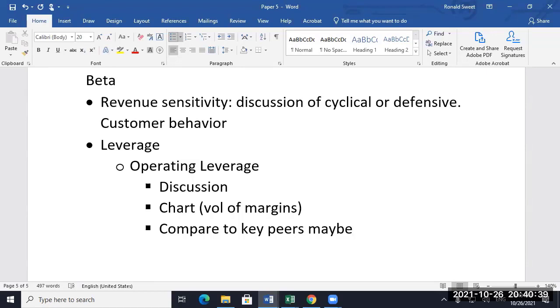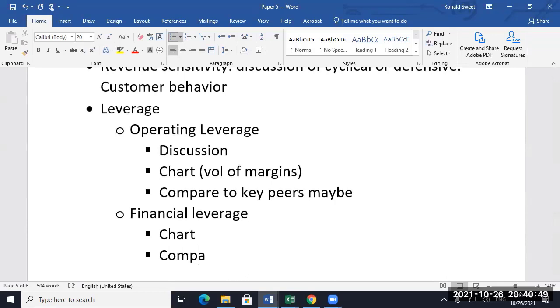Then you have financial leverage. This one's the easier one. You have the chart and compare peers, maybe. Pretty straightforward. Most people get pretty close to full credit on that one.